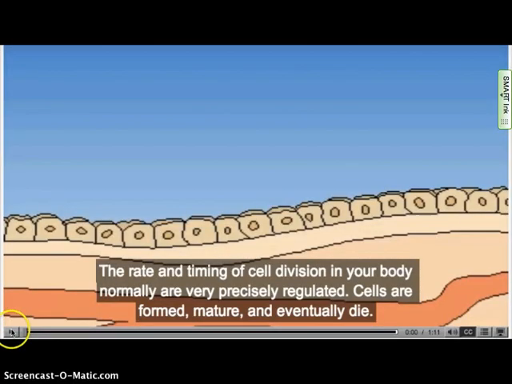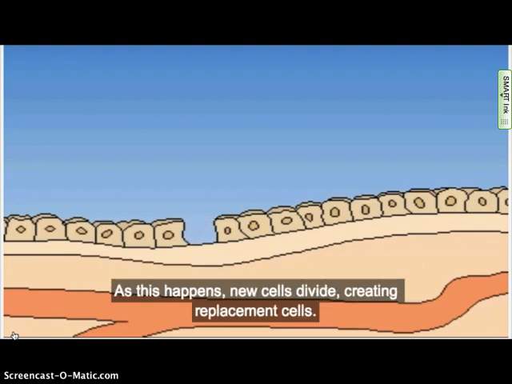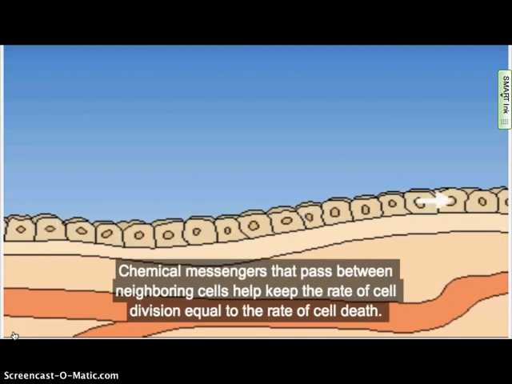Here's a quick animation of how cancer looks. The rate and timing of cell division in your body normally are very precisely regulated. Cells are formed, mature, and eventually die. As this happens, new cells divide, creating replacement cells. Chemical messengers that pass between neighboring cells help keep the rate of cell division equal to the rate of cell death.